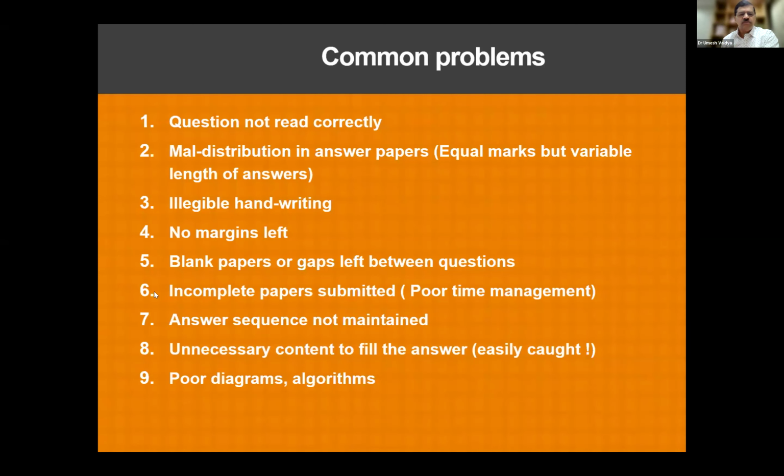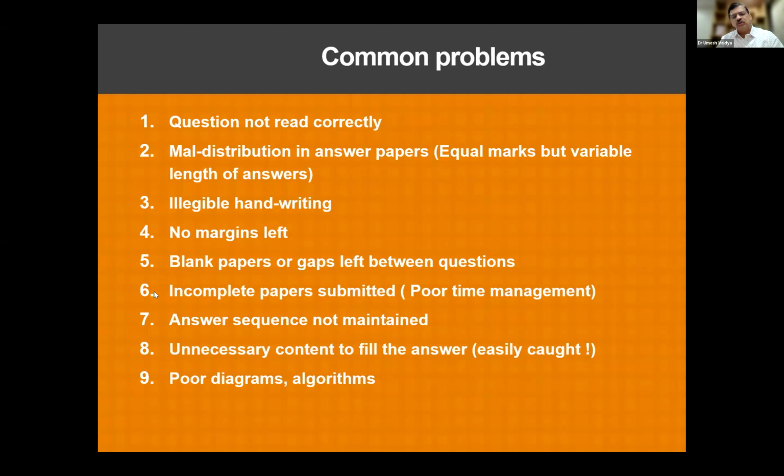We see a lot of maldistribution in answer papers. So all questions have equal marks, but somebody has written 4 long pages for one question, and the other question of 10 marks is written only half a page. And candidates usually tell me that no, the paper was too long. We could not finish. We just left the last couple of questions.